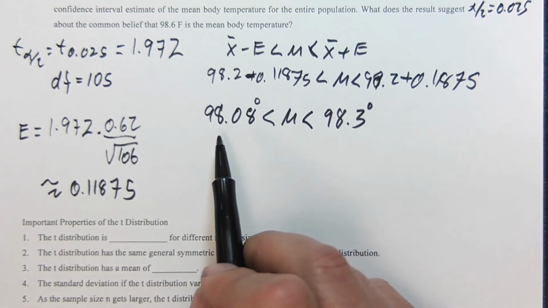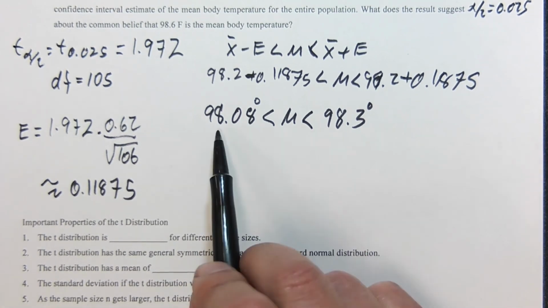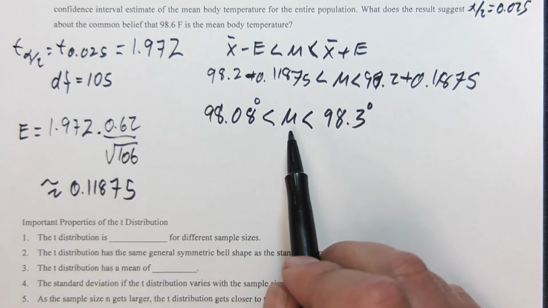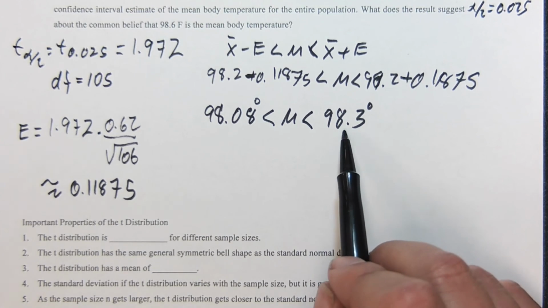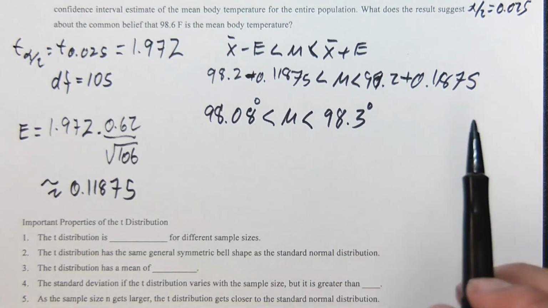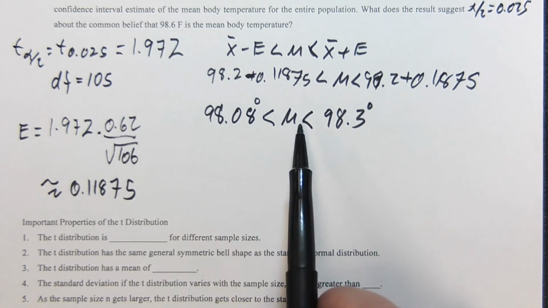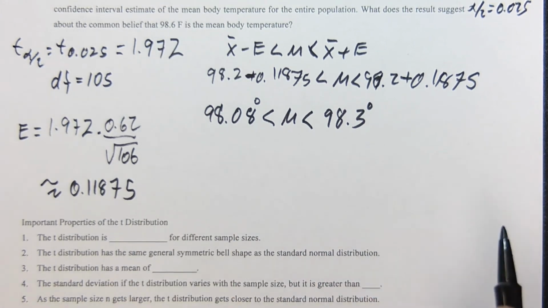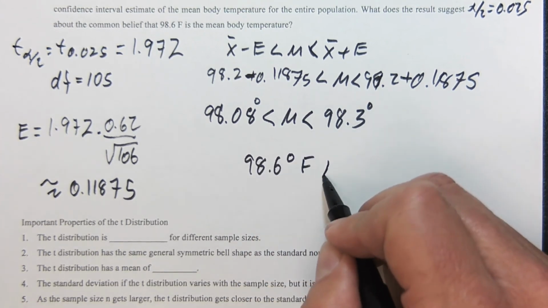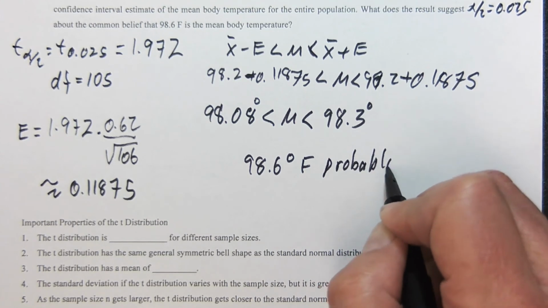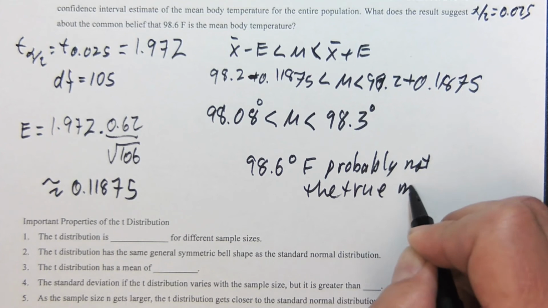Now, here's our confidence interval. So I am 95% confident that the true mean population of body temperatures is between 98.08 degrees Fahrenheit and 98.3 degrees Fahrenheit. Now, what does that tell us about the 98.6? I'm pretty sure that that's not the average, the mean body temperature. So 98.6 degrees Fahrenheit, probably not the true mean.